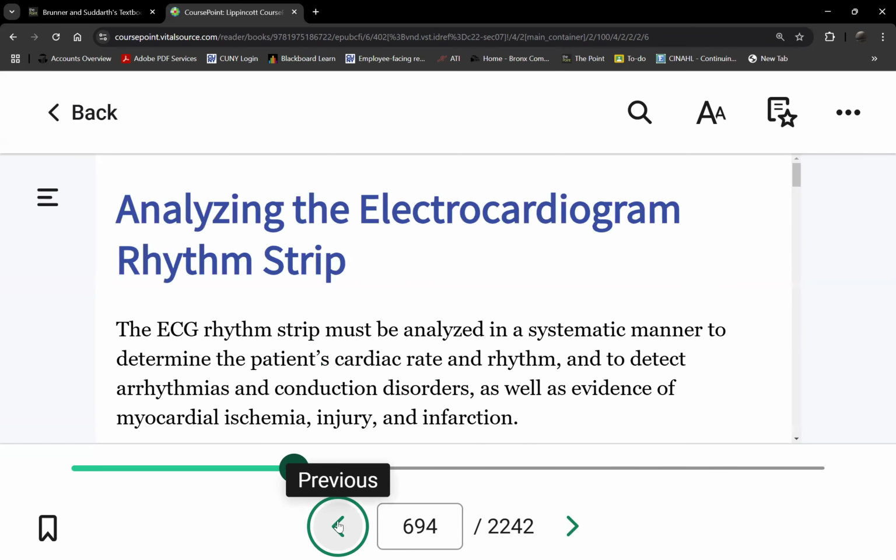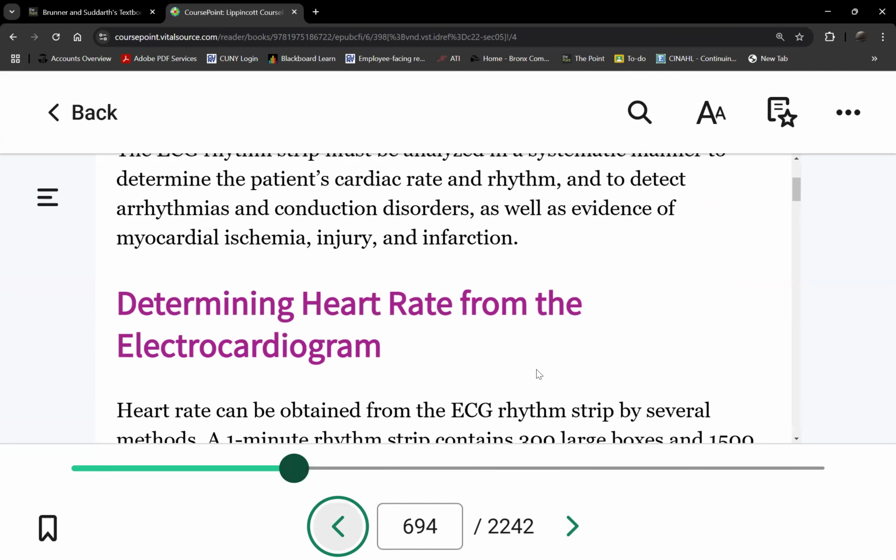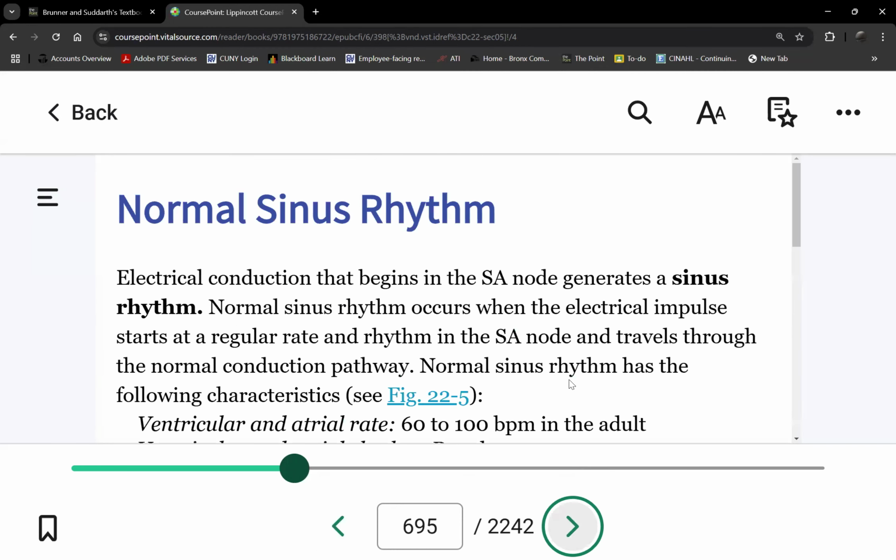So before we can recognize an abnormal rhythm, let's look at what a normal sinus rhythm looks like. Okay, so there's no "normal rhythm." We call it a normal sinus rhythm. Or if you want to say sinus, that's also acceptable. So we know what you mean when you say, oh, what's the patient's rhythm? You say sinus, we are referring to normal sinus rhythm. Meaning sinus, from the sinus node to the AV node.